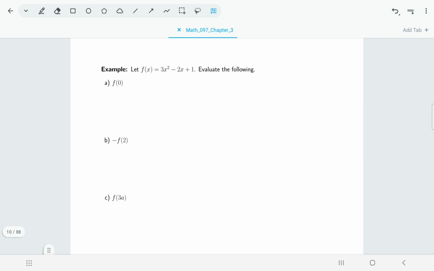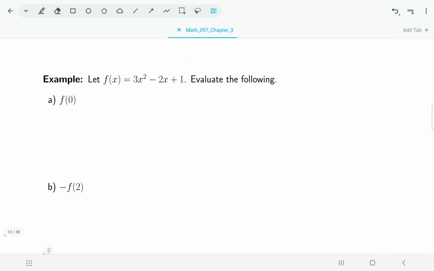All right, so let's do a few examples where we've got a nice little polynomial function and I want to evaluate it. Some of these are going to be evaluating it purely numerically. Some of them are going to involve variables. So let's start with the first one.